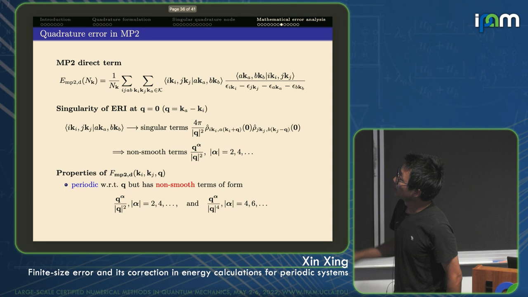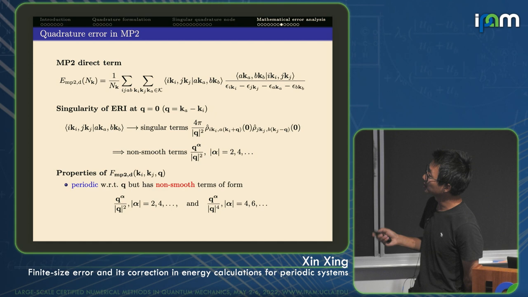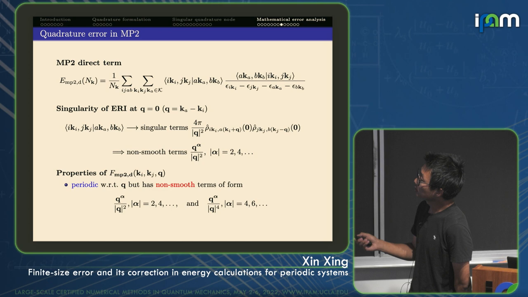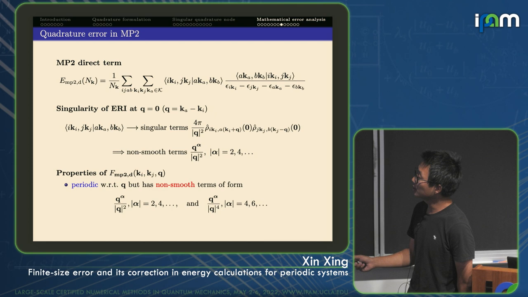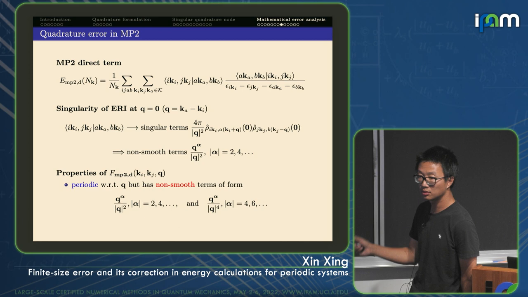And similar analysis can be applied to MP2, still just more complicated. So I'll just briefly mention it. We have two ERIs in this direct term. If we take a look at the first ERI here, IJAB, it has singular terms of form 4 pi over q squared times these terms. We do similar calculations and see that it behaves as q^alpha divided by q squared, with the monomial degree alpha going from 2 and 4 and so on.